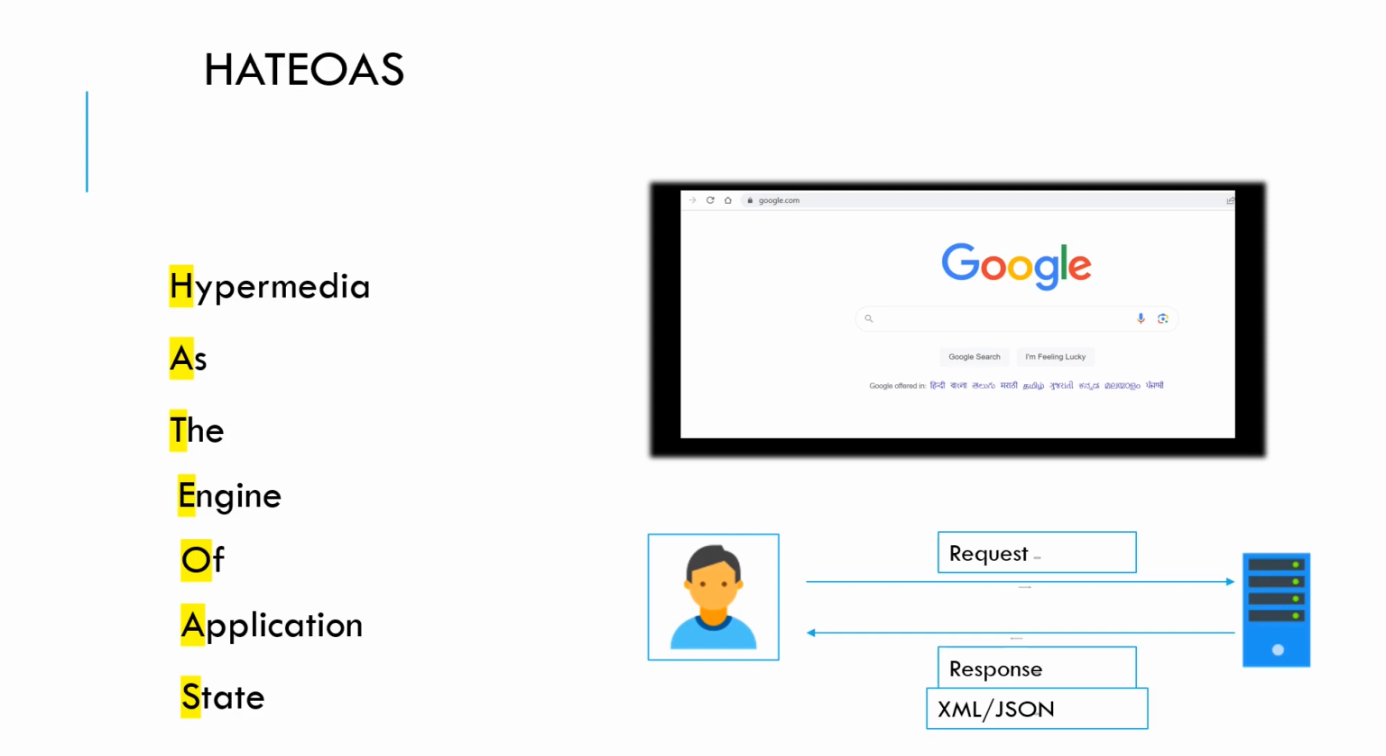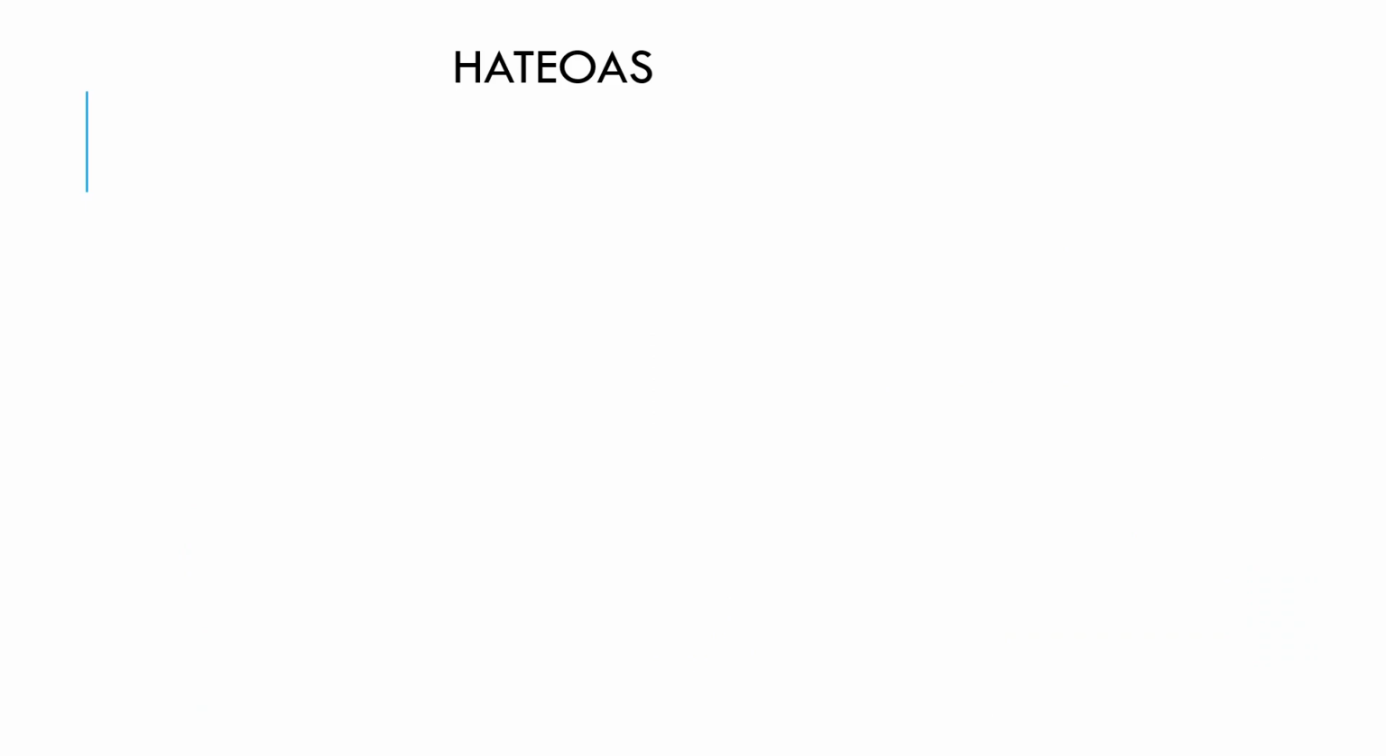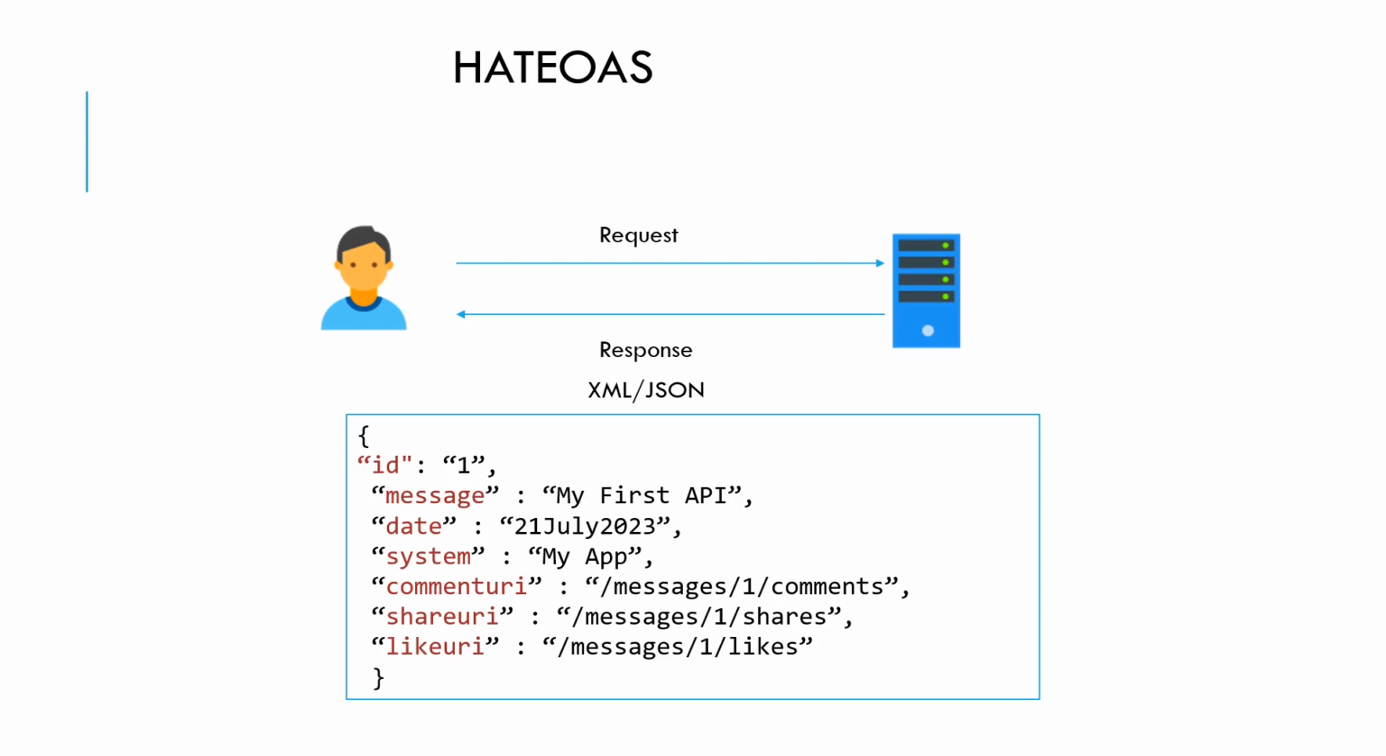This HATEOAS concept helps us in a way that whenever we are communicating with REST web services and sending a response back, we embed the future URIs which might be used by the client. Maybe they just ask about message ID equal to one, and we send back the message data, but they might also like to get data about the comment URI, share URI, or like URI. Rather than putting the onus on the client to construct the URIs for every functionality, we embed all these URIs which might be required by a client in the response itself. This concept of sending back the URLs or URIs to the client in the response itself is basically HATEOAS.